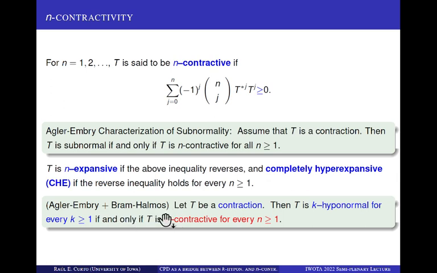Agler-Embry, together with Bram-Halmos, states that if T is a contraction, then T is k-hyponormal for every k if and only if T is n-contractive for every n. So now we would like to see if it's possible to establish some kind of bridge between k-hyponormality and n-contractivity. Right now, what this theorem guarantees is that if I know that something is k-hyponormal for every k, then it is n-contractive for every n, and vice versa.